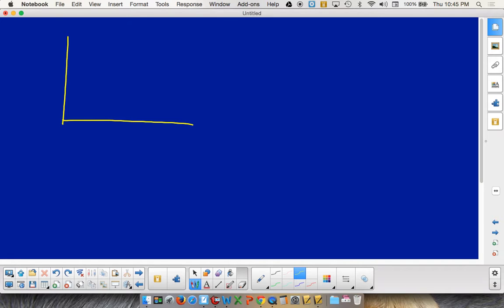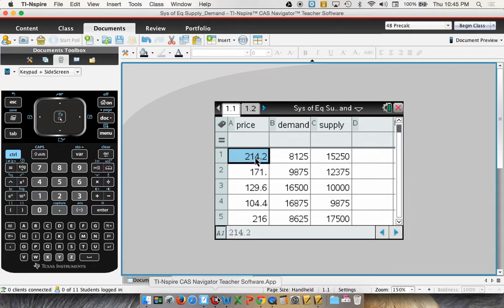In this particular example, if you pop back over there a second, we've done a study on this new model smartphone that's out. They've studied it over a month's time or 10 days, I don't remember what it was. When they charged a price of $214.20, the demand for them was $8,125. There was $15,250 in supply. When they dropped the price to $171, demand was higher, so therefore supply was less. When I dropped it to a really low price, $129.60, then the demand was really high, but that dropped the supply down substantially. So you can see what's happening here.